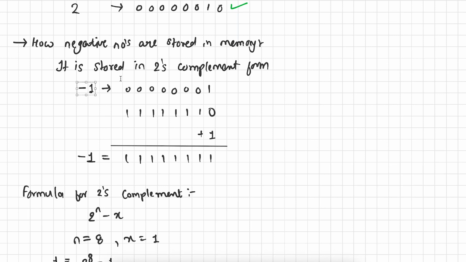We simply write the binary representation of a number, and this is the representation of 1. We invert all the bits from 0 to 1 and 1 to 0, and we add 1 to it. This way we get the 2's complement of -1, right? So in place of -1, this binary representation gets stored in the memory. Okay, so far so clear.